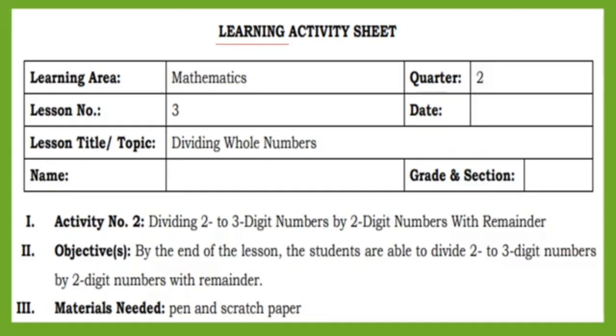Let's have a learning activity sheet. Activity number 2, dividing 2 to 3-digit numbers by 2-digit numbers with remainder. By the end of the lesson, the students are able to divide 2 to 3-digit numbers by 2-digit numbers with remainder. Materials needed: pen and scratch paper.